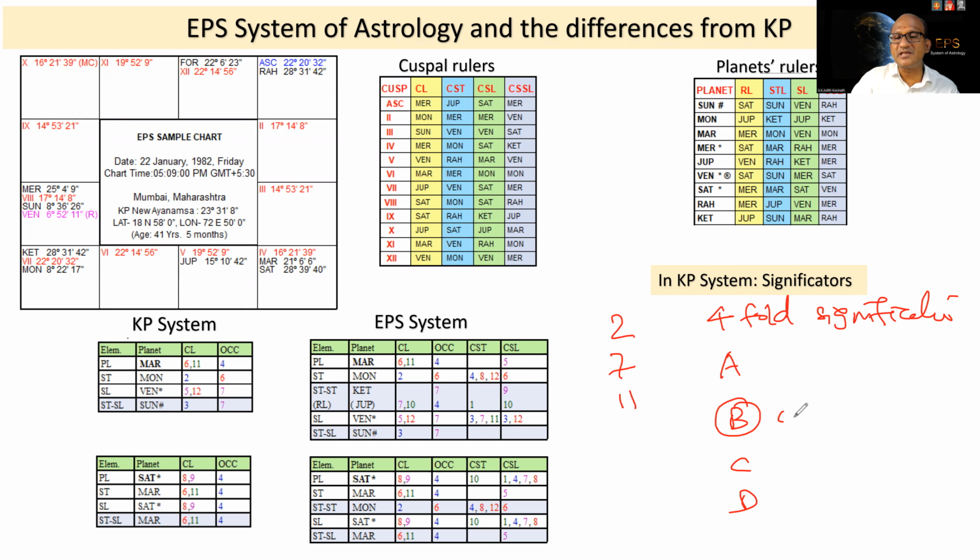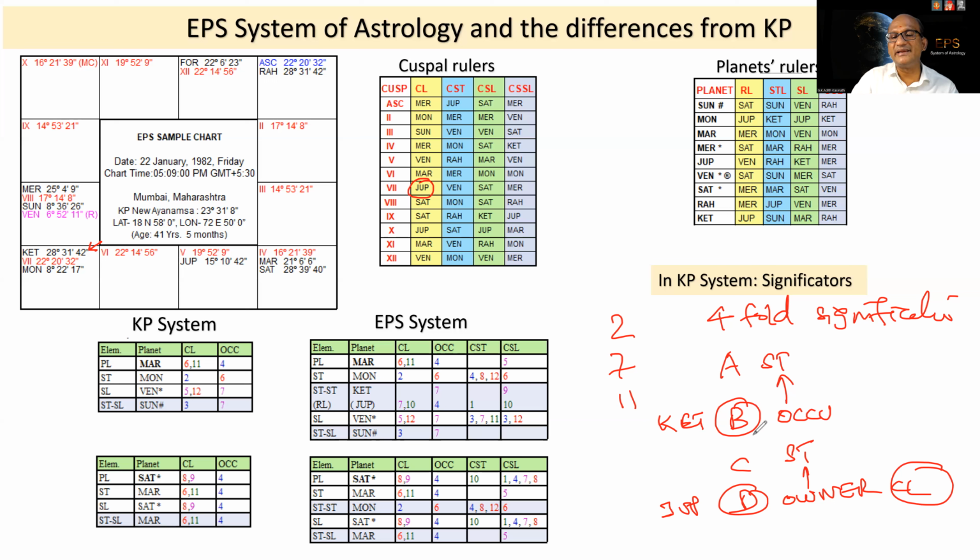How are the houses and planets taken in A, B, C, D significators? B is the occupant of the house. D is the owner of the house, meaning the cuspal lordship. A is the planet which is in the nakshatra of this occupant. C is the planet in the nakshatra of this owner. So the cuspal lord is taken, and for the seventh house it is Jupiter. For example, the owner is Jupiter, and there are 3 planets occupying the seventh house, but for our discussion let us take only Ketu. So the occupant is Ketu. These 2 planets are B grade and D grade.